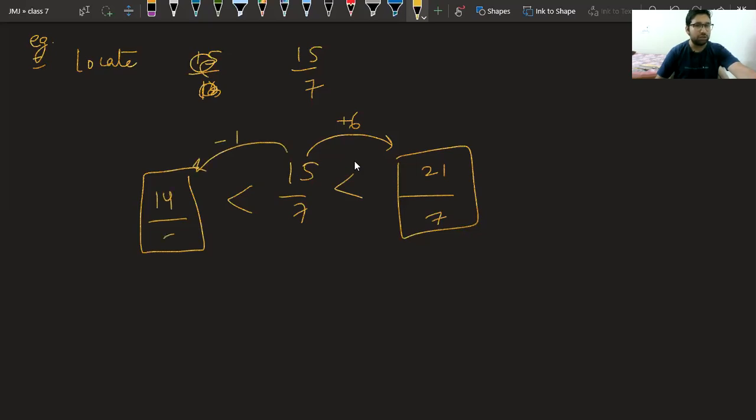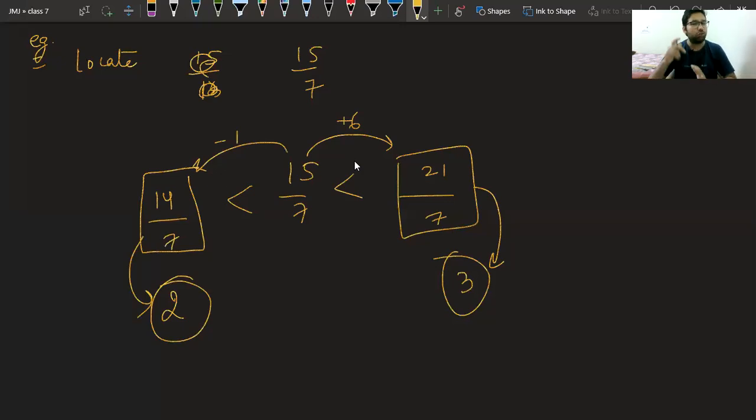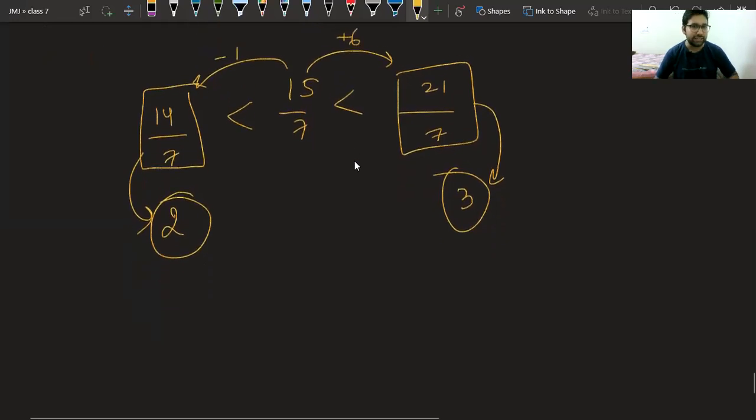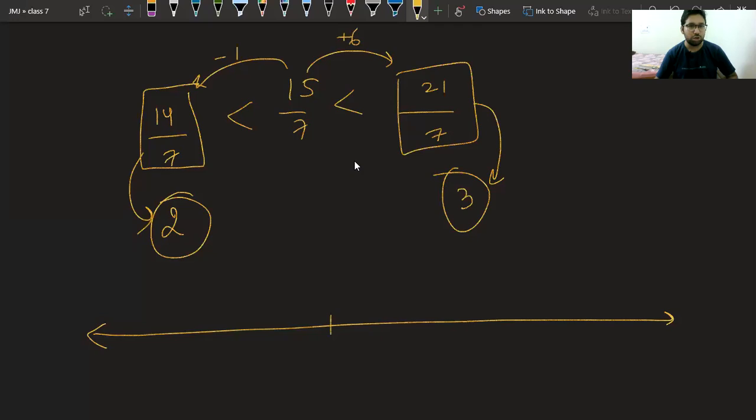Very good. This is similar to 2 on the number line, and this is similar to 3 on the number line, by the concept of equivalent fractions. And we can say this is the number line. This is your 2, this is your 3. You can do one more thing, you can draw 1 also, just to show that you are drawing a complete number line.